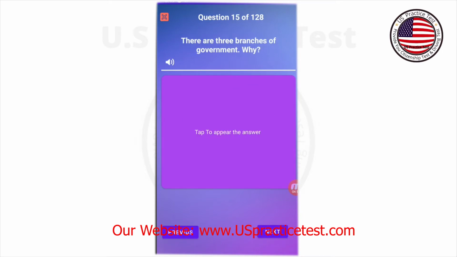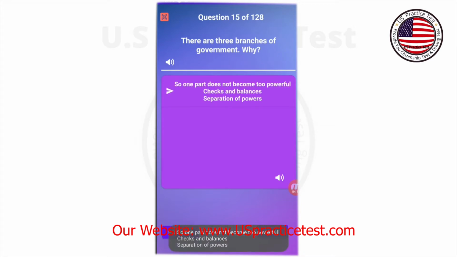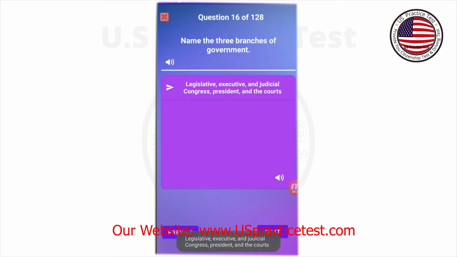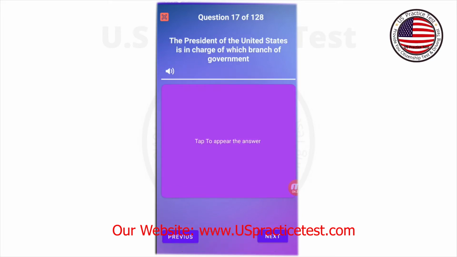There are three branches of government. Why? So one part does not become too powerful. Checks and balances. Separation of powers. Name the three branches of government. Legislative, executive, and judicial. Congress, President, and the courts. The President of the United States is in charge of which branch of government? Executive branch.